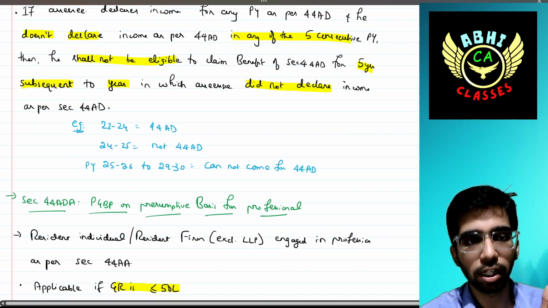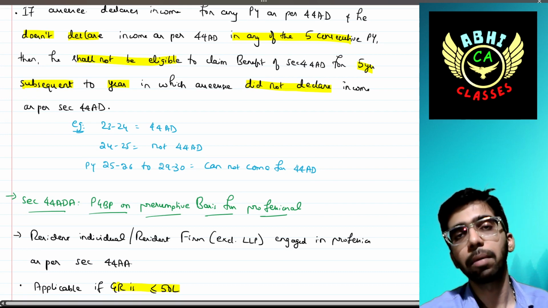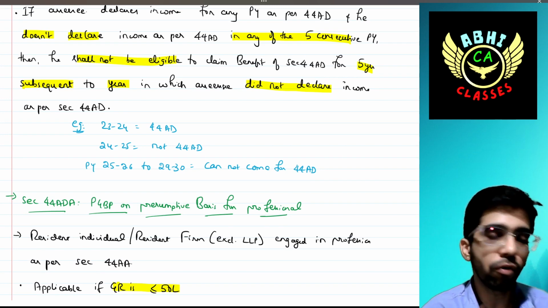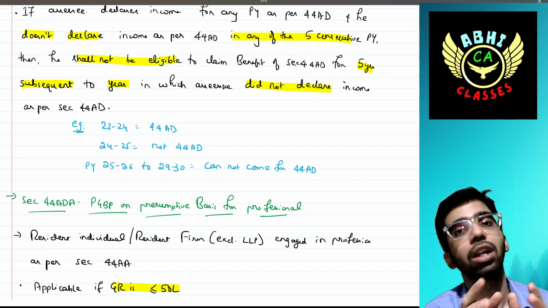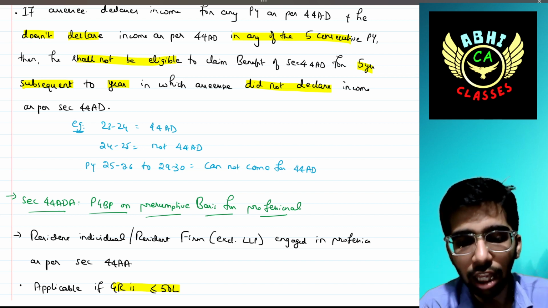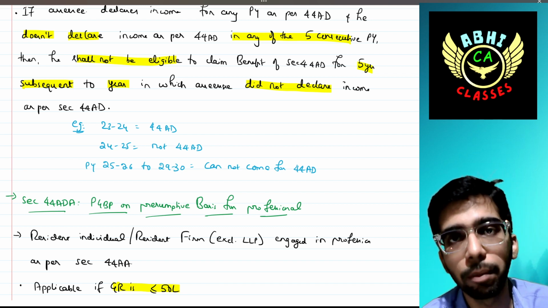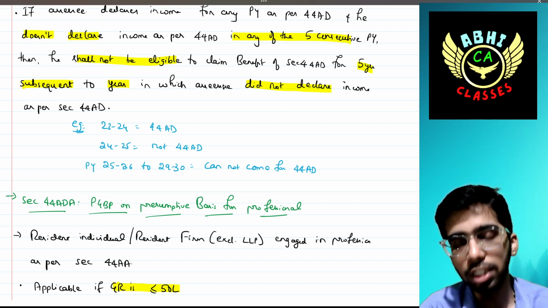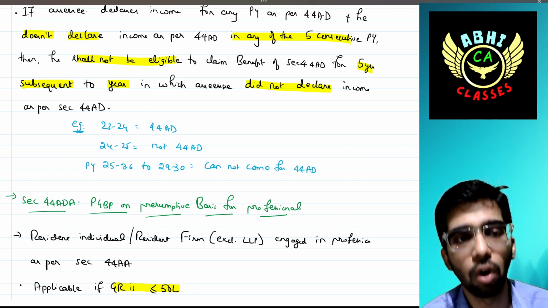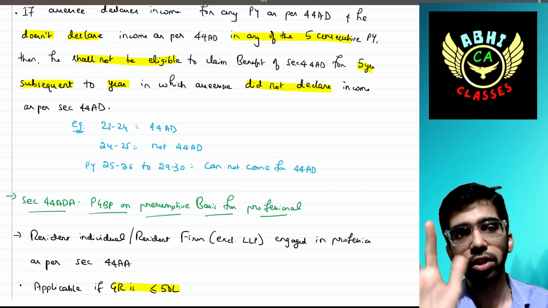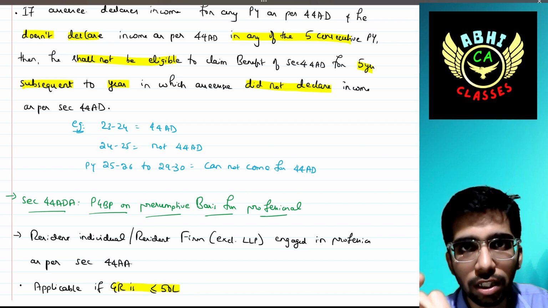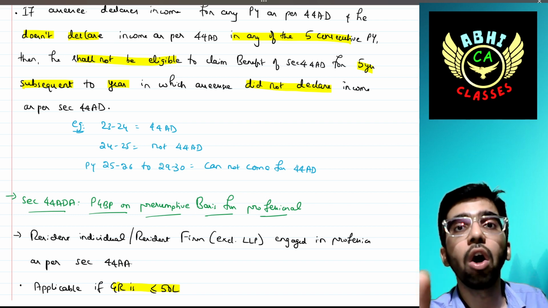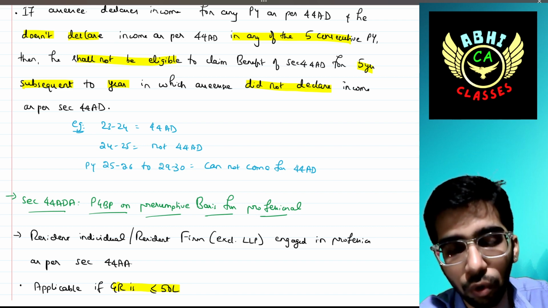For example, I have taken an example. In 23-24, you are claiming the benefit under 44AD. In 24-25, you are opting out of 44AD, which means you are declaring your income as per normal provisions. However, if you do not continue this procedure, then from 25-26 onwards, for 5 years, 25-26, 26-27, 27-28, 28-29, 29-30, you are not allowed to come back to section 44AD.